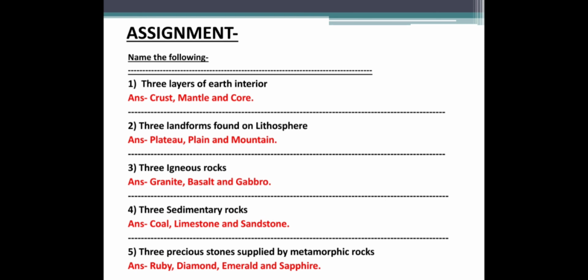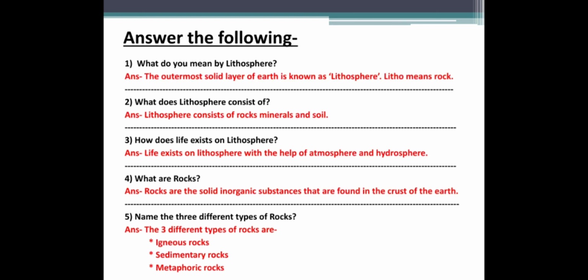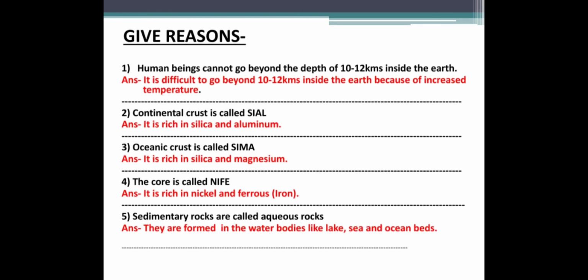Next you have short answer questions. There are around 5 questions. You can read them. Then we have give reasons. Human beings cannot go beyond the depth of 10 to 12 kilometers inside the earth. It is difficult to go beyond 10 to 12 kilometers inside the earth because of increased temperature.